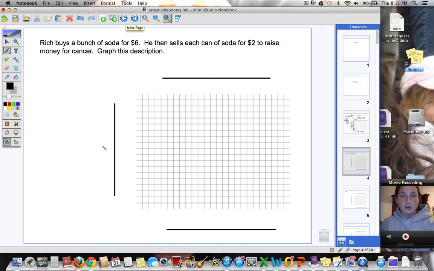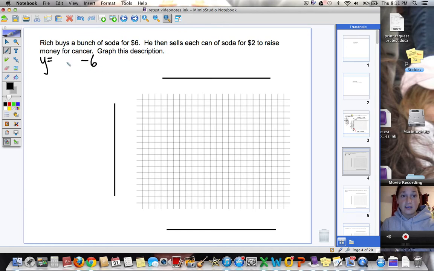Rich buys a bunch of soda for $6. He then sells each can of soda for $2 to raise money for cancer. Graph this description. So again, I'm first going to start with my equation. If he has to buy the soda, he is spending his money, he's losing it. So that's where he's starting. That's the first thing he has to do, he has to buy the soda.